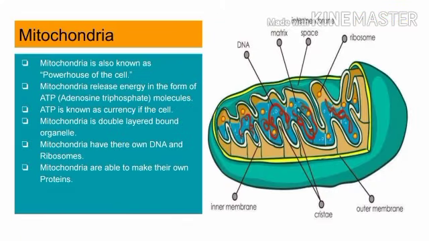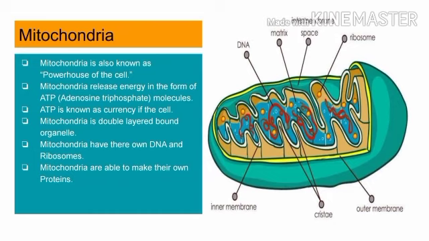Our next topic is mitochondria. Mitochondria is also known as the powerhouse of the cell. Mitochondria release energy in the form of ATP, the full form being adenosine triphosphate molecules. ATP is also known as the currency of the cell. Mitochondria is a double layered membrane bound organelle.